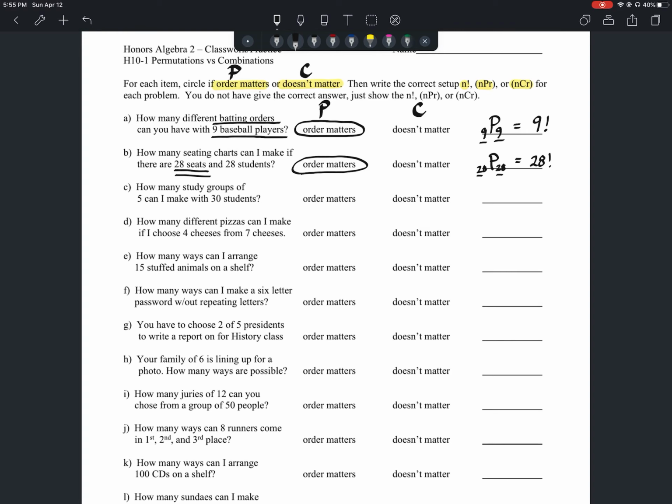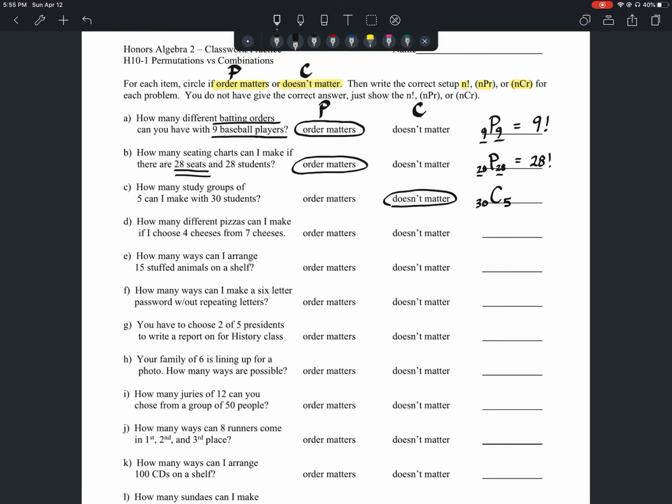So letter C, how many study groups of 5 can I make with 30 students? Well, this is like one of the ones I think we had in the video at the end there, right? So it doesn't matter. There's no specific role within the study group. It's just who is in the study group. Therefore, order is not going to matter, and we would put our C in here. We'd have 30 students to choose from, and we are choosing 5.